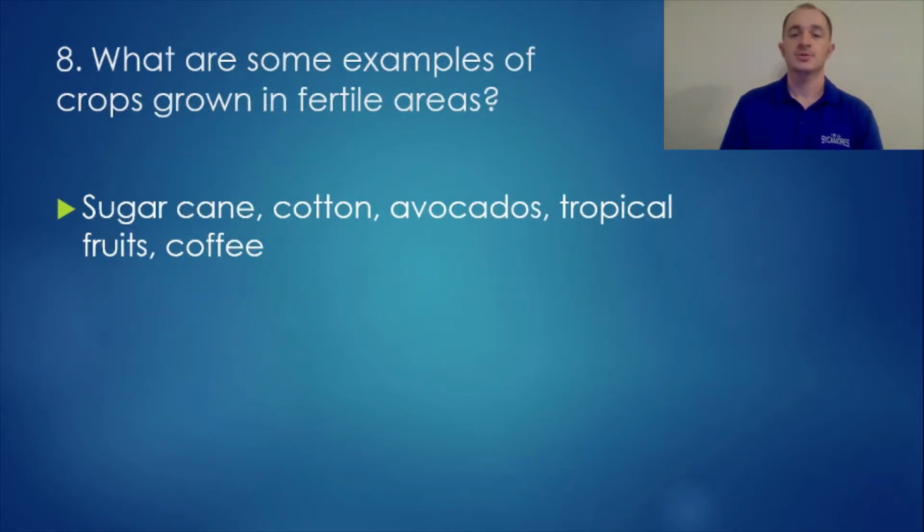Number eight, what are some examples of crops grown in fertile areas? So we see a lot of farming in southern and eastern Africa. Some areas use irrigation to create more fertile land, which is land that can grow lots of food. But naturally fertile areas grow things like sugarcane, cotton, avocados, tropical fruits, and coffee.